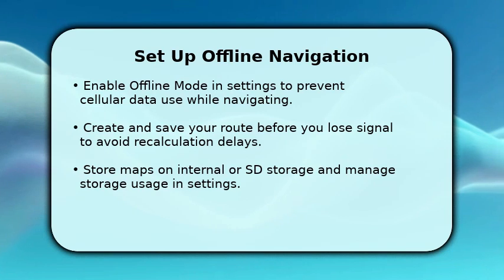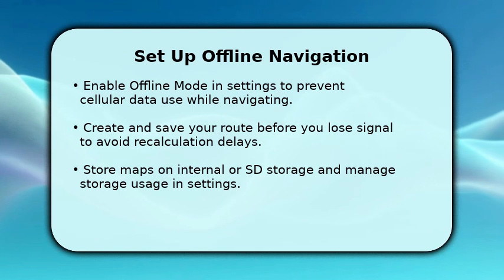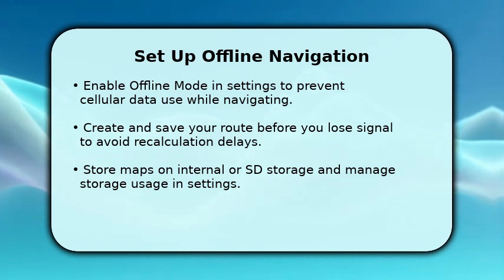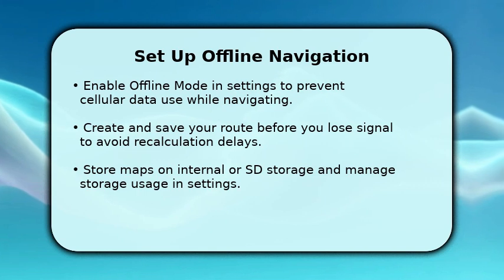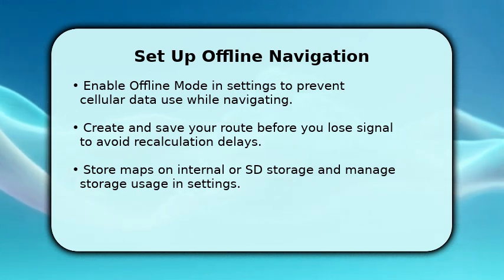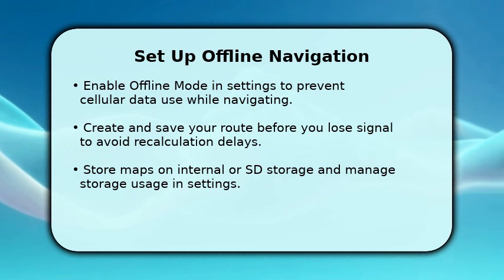Before you travel, enable offline mode in Sygic settings to prevent cellular data use. Create and save your route while you still have signal to avoid recalculation delays later. Verify that the required map files show as installed in Offline Maps and check for any missing regions.